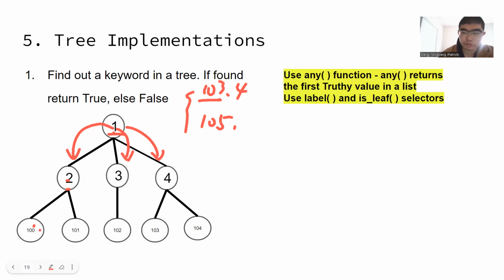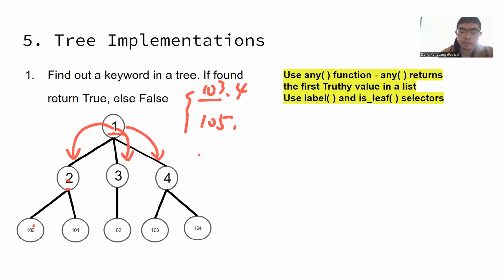But if I travel to the leaf and it also does not match, we will return false. Why? Because that is the end of this path, and we cannot travel the stuff below because there's nothing below. So you return false, and then you will collect all these conclusions to try to find a true among all falses. So this is how we have to implement the tree.